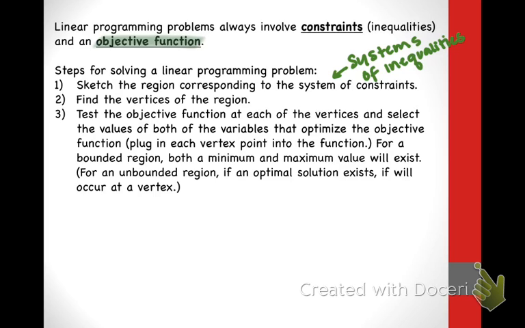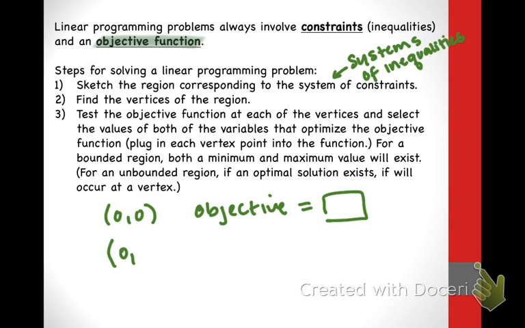So let's say we had a vertex at (0, 0). Then I could say the objective function there is equal to some number. And let's say I had a vertex at (0, 1). I could plug that in and get another number. And I would want to figure out where the highest and the lowest, the maximum and the minimum values are. And they will exist if it is a bounded region. If it's an unbounded region, it may or may not exist, but if it does, it will occur at a vertex.